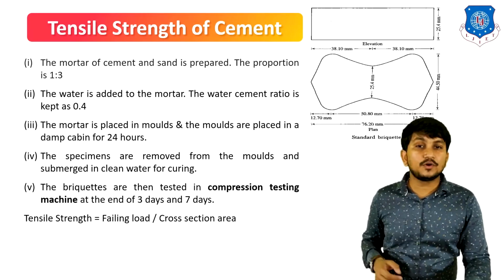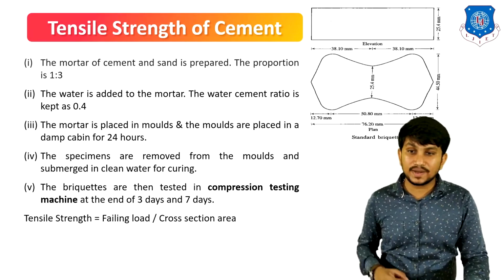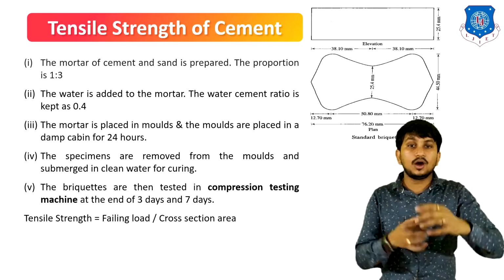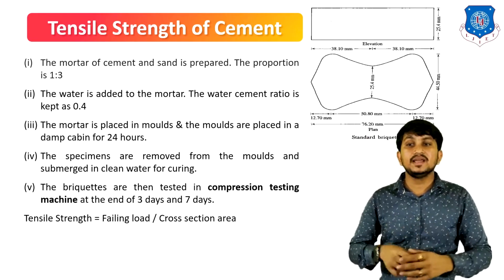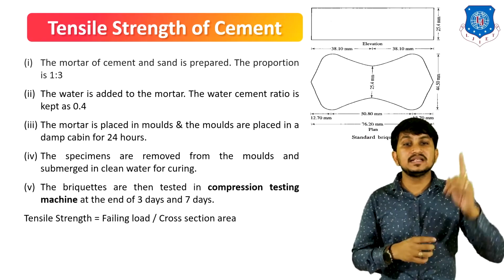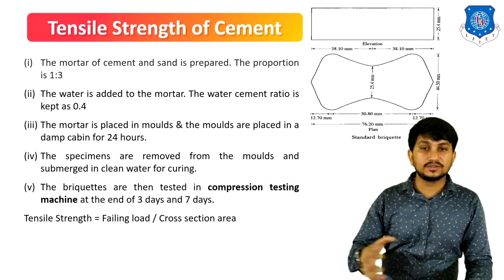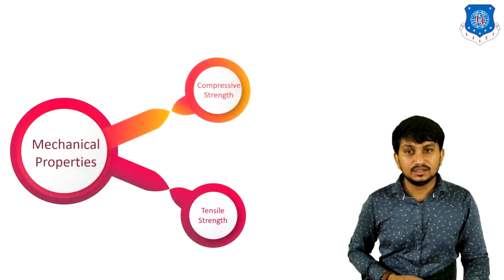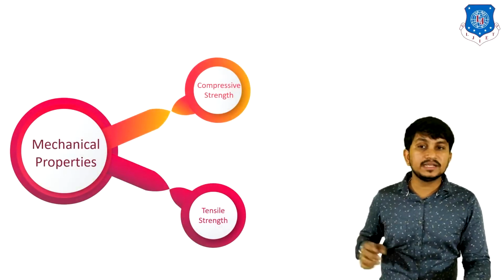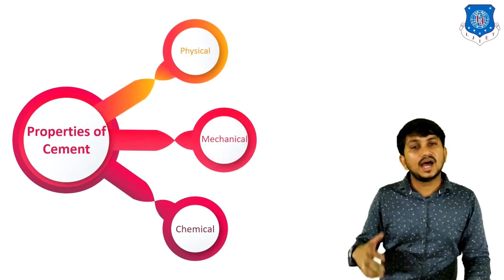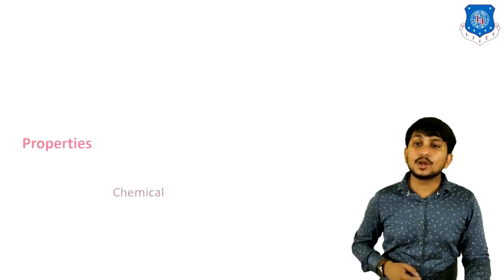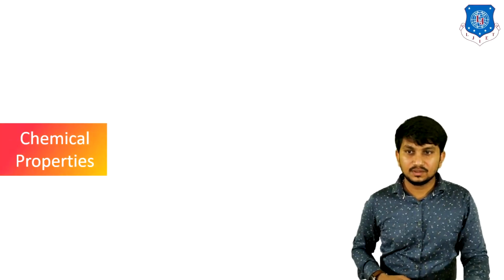The equation for calculation of this tensile strength is failing load of this briquette divided by the cross sectional area of this specimen. Okay. This is how you can calculate tensile strength of the cement. These are the 2 mechanical properties of cement. Now let's discuss the chemical properties of the cement.